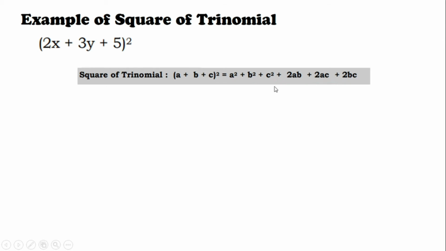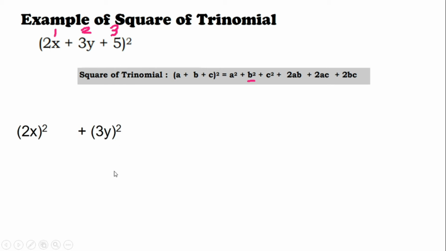So, let's have this. Our first term is 2x. That's the first. Our second term is 3y. And our third term is positive 5. Okay? It says to square. Square the first term. So, we have (2x) squared. Why 2x? Because the first term, A, is 2x. Right? Plus, we square the second term, which is 3y. So, plus, the second term, (3y) squared. Okay?